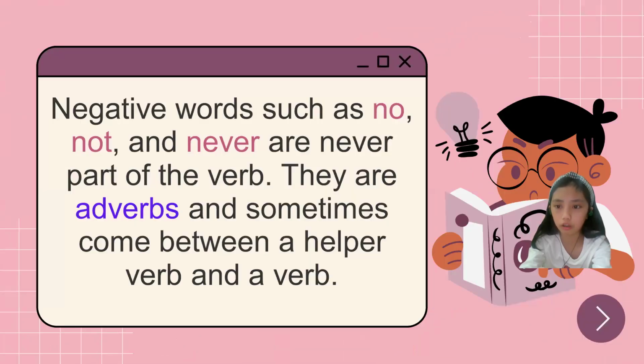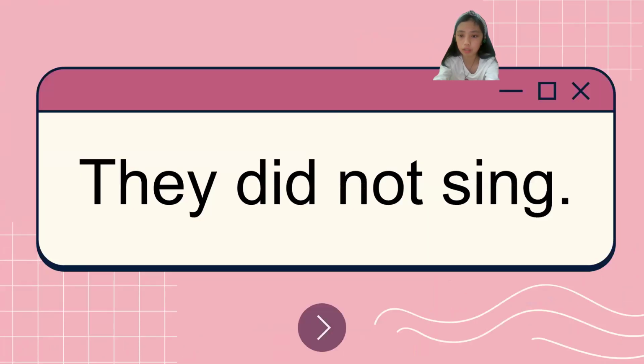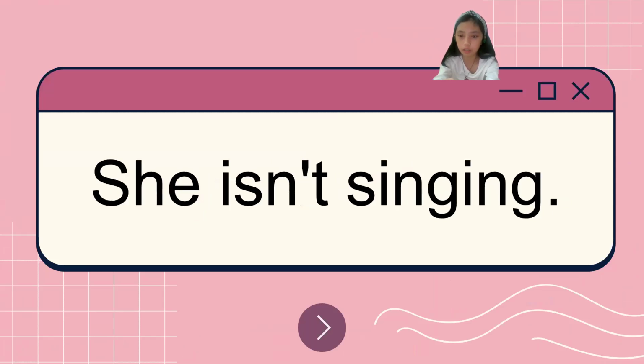Negative words such as no, not, and never are never part of a verb. They are adverbs and sometimes come between a helper verb and a verb. For example, they did not sing. They is a pronoun. Did is a helping verb. Not is an adverb and sing is a verb. She isn't singing. She is a pronoun. Isn't is a contraction that contains the helping verb is and the adverb not. Singing is a verb.